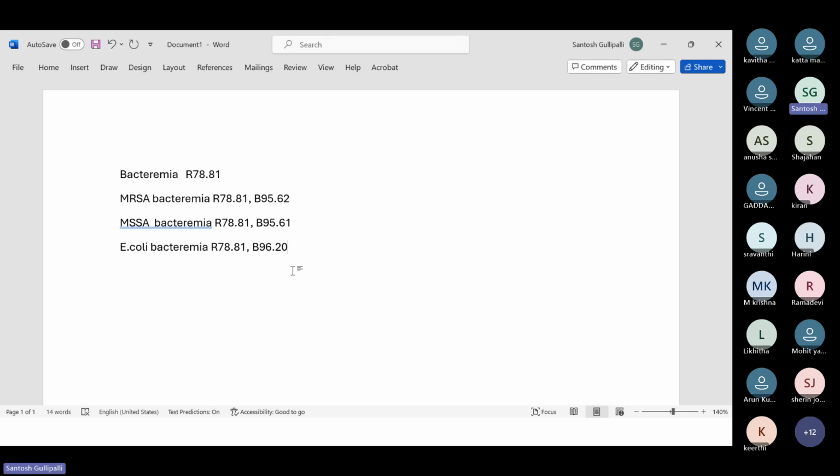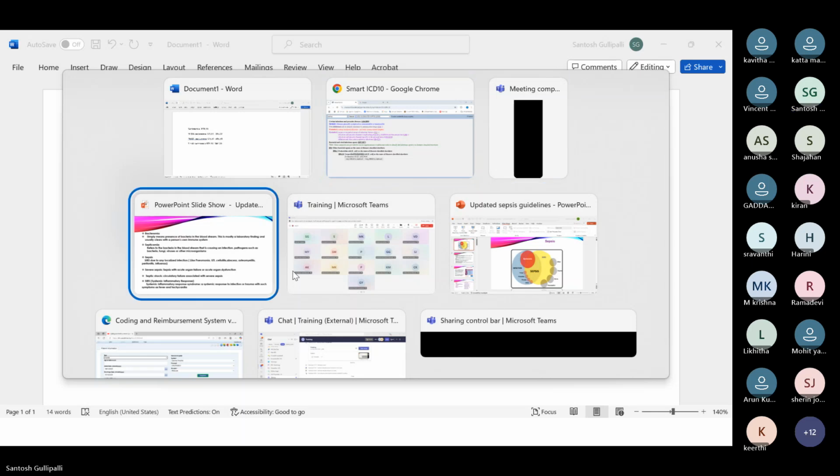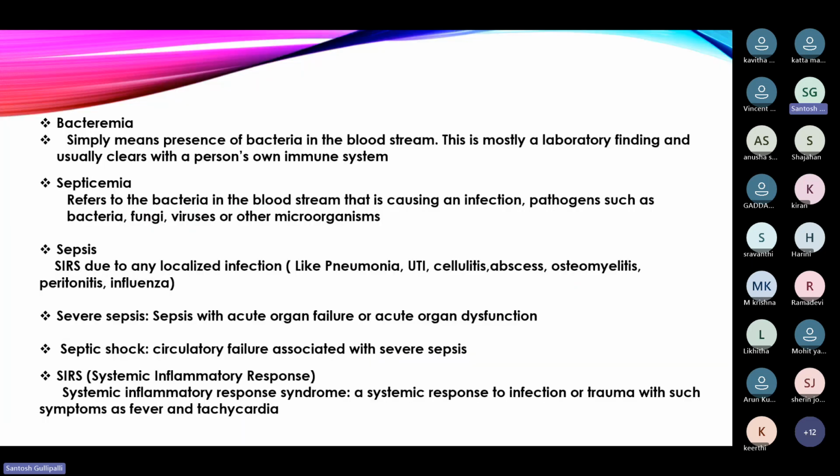So the next one: septicemia. Septicemia refers to bacteria in the bloodstream that is causing an infection, with pathogens such as bacteria, fungus, virus, or other microorganisms. Simply, septicemia means the presence of pathological microorganisms in the bloodstream. The pathological microorganism can be bacteria, fungus, protozoa, virus, or any other specific organism. That is called septicemia.